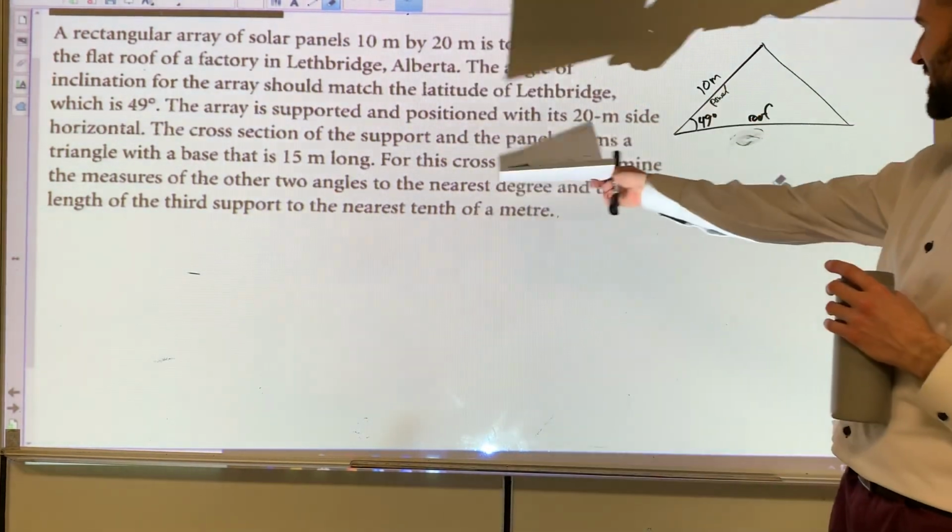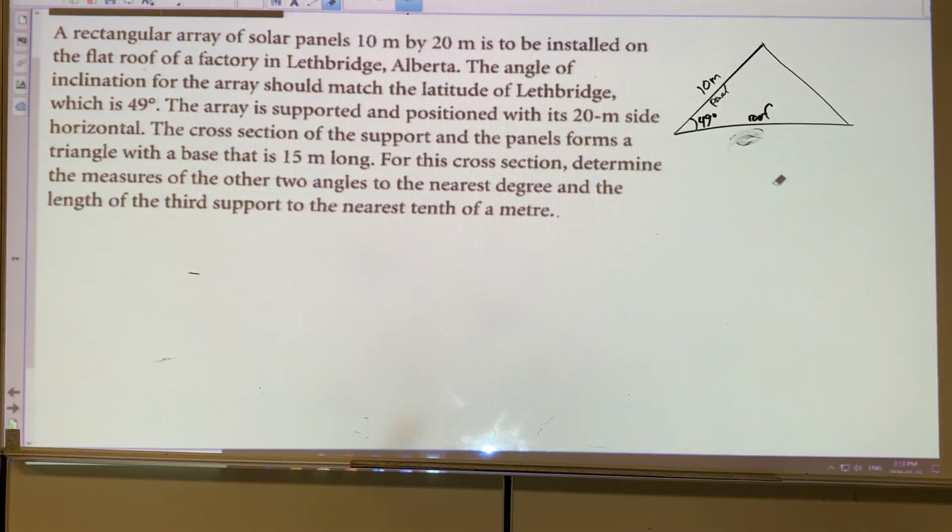All right, so the cross section of the support forms a triangle with a base that's 15 meters long. So which side was the base again? Where's the roof?